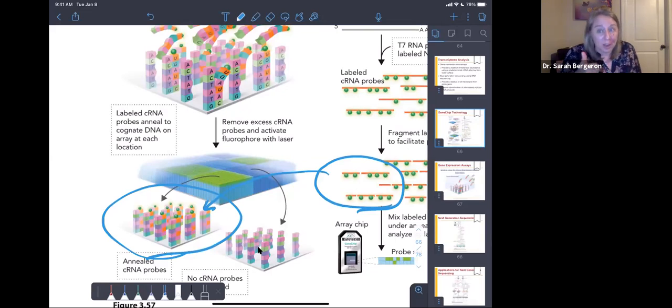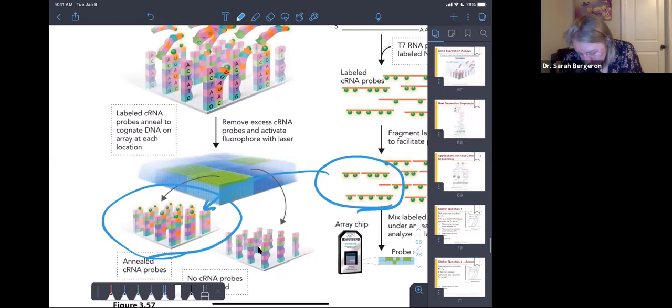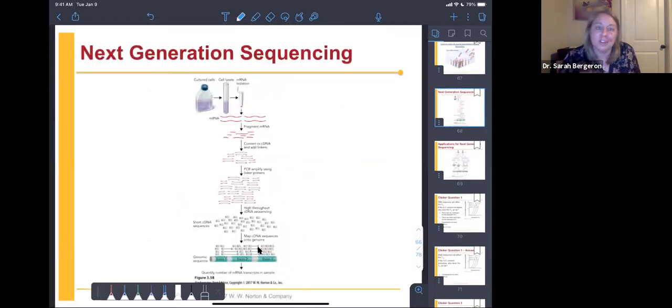Now, it's quick, it's easy, it's cheap. So you can get a lot of information out of it, right? But typically, if you want really good science, you're going to do a chip, and guess what you're going to do? Next generation sequencing, or RNA-seq. RNA sequencing, it's the same thing. People call it different things. It's the same thing.